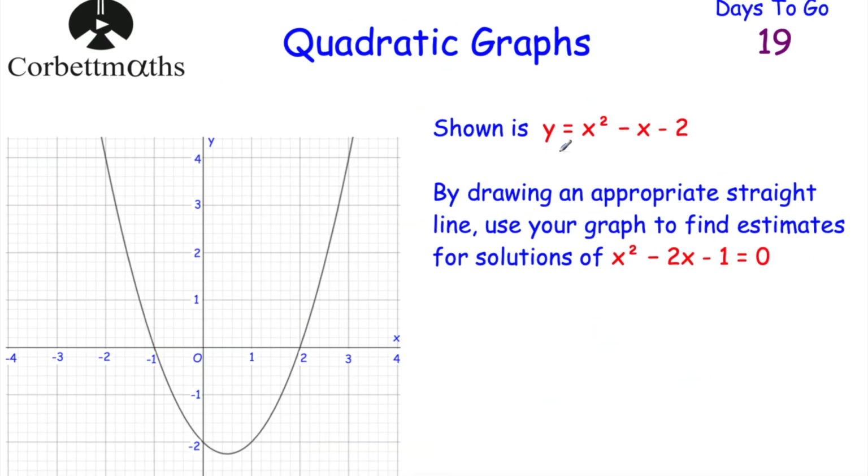Okay, let's have a look at another question. So this time we've been given a quadratic, y equals x squared minus x minus 2. And we've been asked to use this quadratic and to use an appropriate straight line to find the estimates to the solutions to this equation, x squared minus 2x minus 1 equals 0.